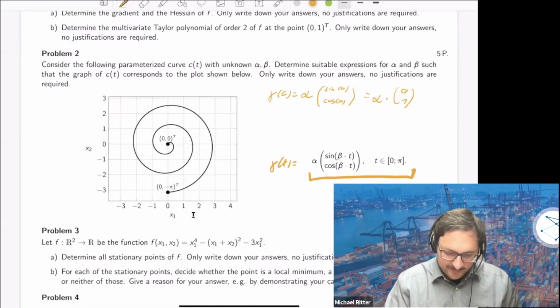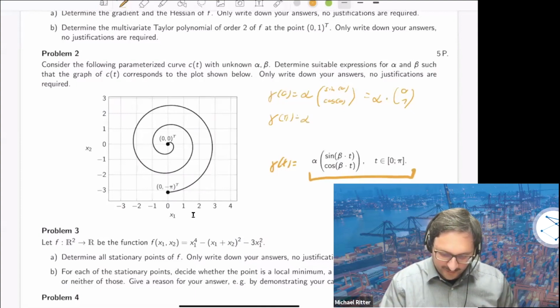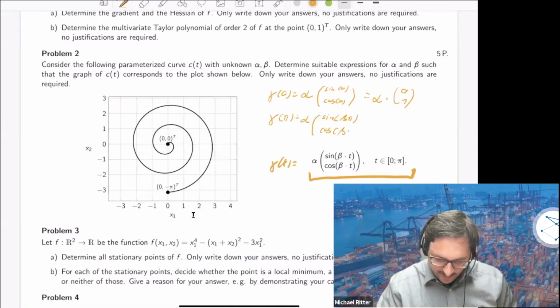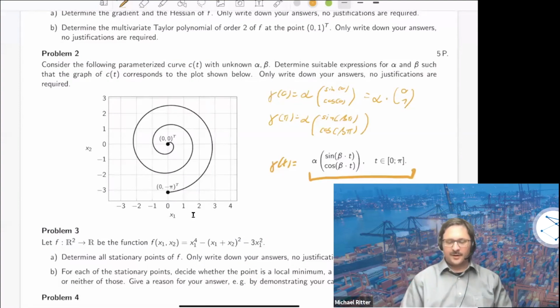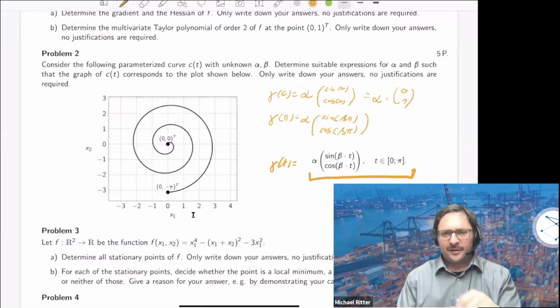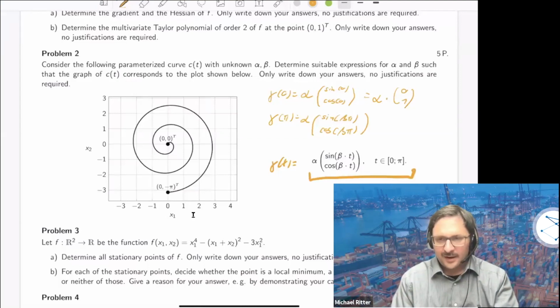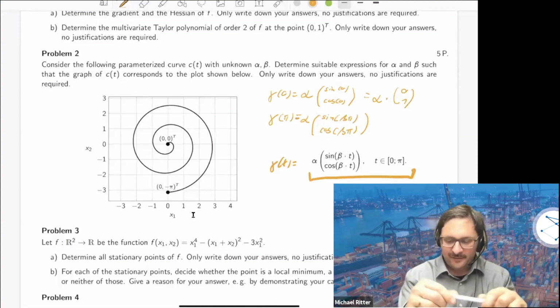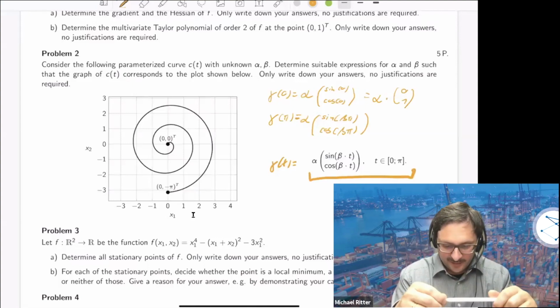The other point is gamma of pi. That would be alpha times sine of beta pi and cosine of beta pi. So that, sorry, beta pi. So it does depend on beta, sorry. So we don't really know what point we'll get there yet. Okay.